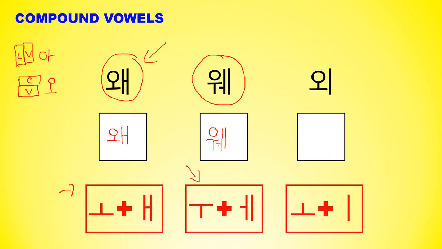Okay, notice the minor stroke is just below the horizontal stem of your simple vowel. And this is how you write where. Okay, let's move on. How about this character on the right?